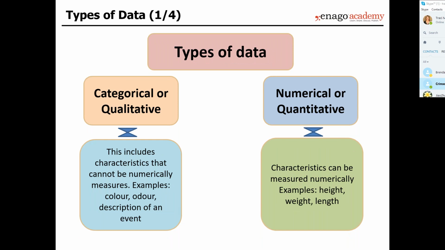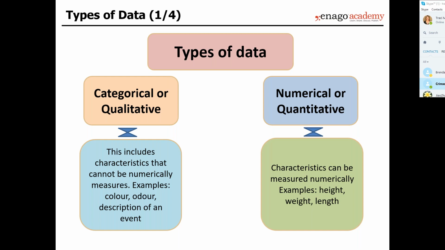We can expand that into categorical or qualitative data versus numerical or quantitative data. Categorical or qualitative data includes characteristics that cannot be numerically measured. So the examples that are provided here are, for example, color: red, blue, green, yellow. You can't really put a number on them. When you're coding, you might, but it's not really a numerical variable. Or the description of an event.